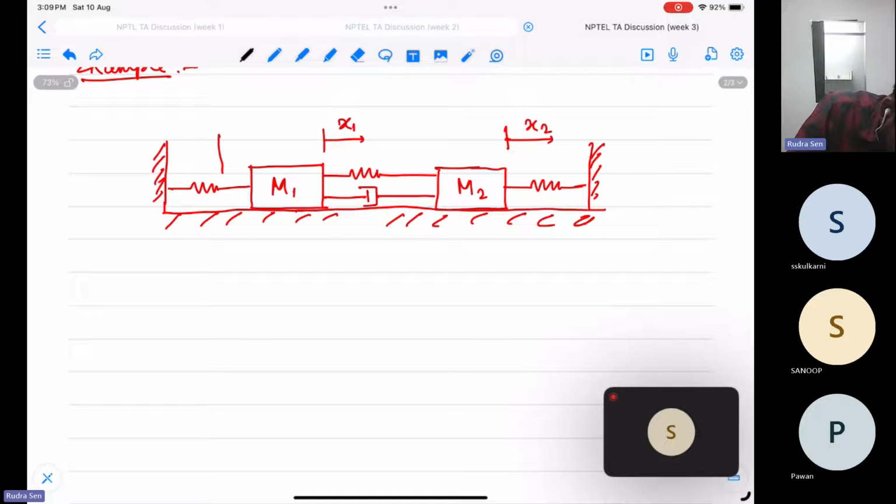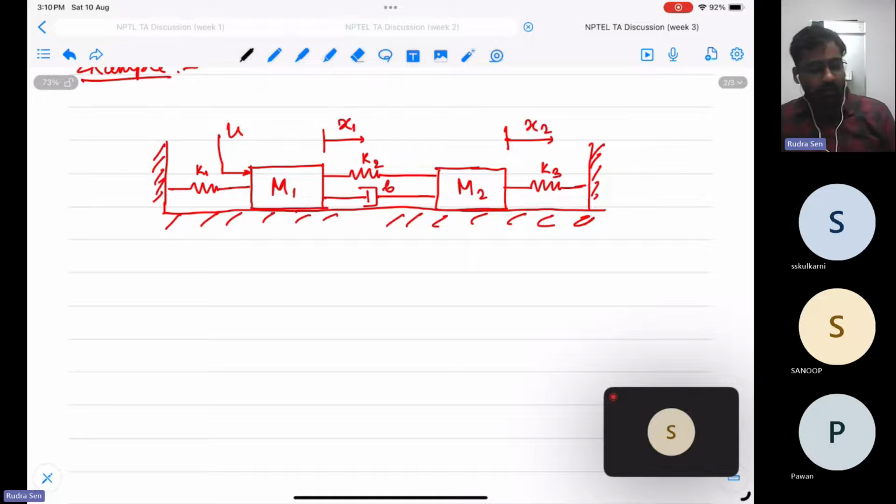The force is applied on M1, let's say this is the force u. The spring constants: this is K1, this is K2, this is K3, and this is the damper B. First of all, we can derive the differential equation of this double mass spring system by using a free body diagram.